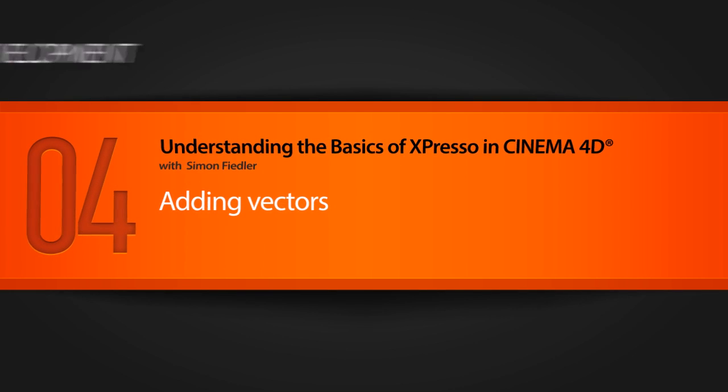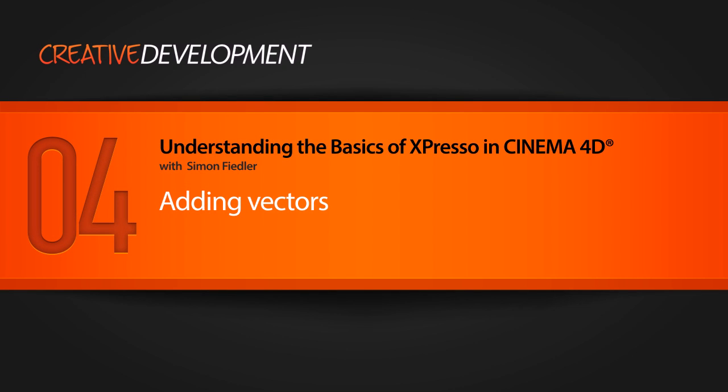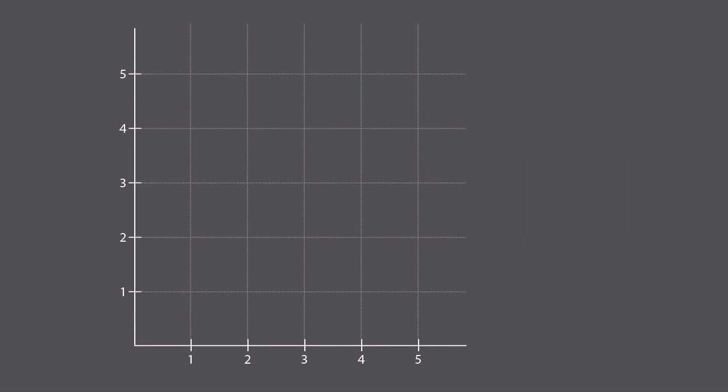In this lesson, we will talk about vectors, the most important data type in 3D. To understand the way we can use XPresso for different calculations, we should start with the basics. So the first question is, what is a point in 3D? The answer to this question is, a point is a vector. But this brings us to a second question. So what is a vector?